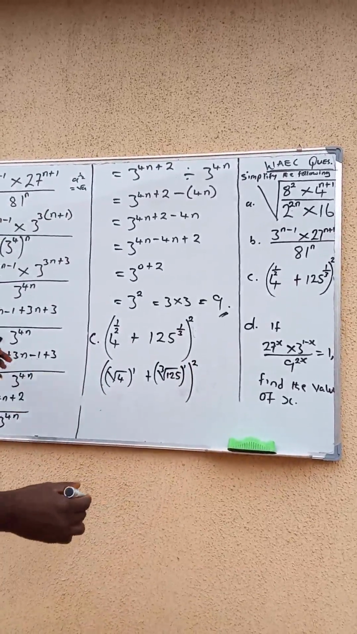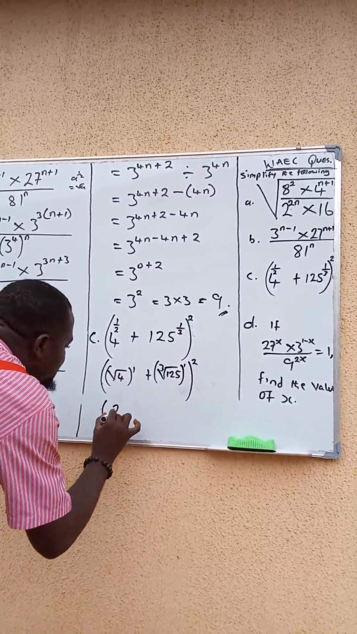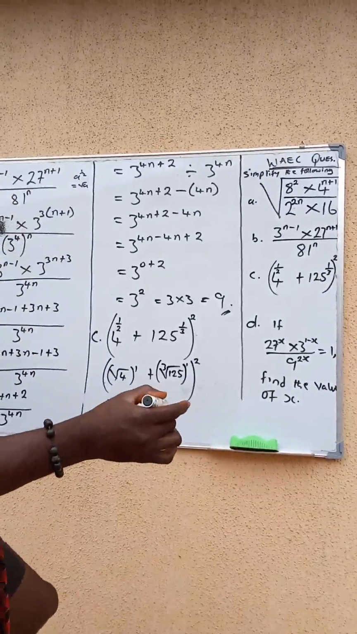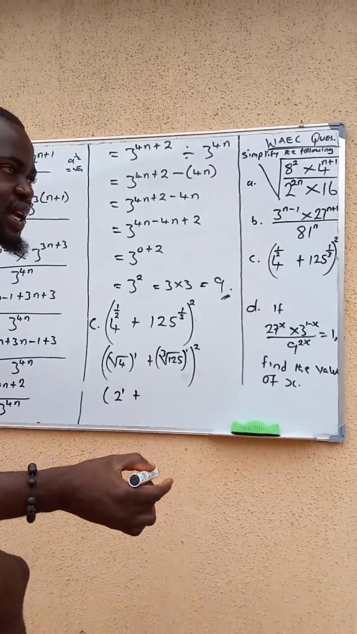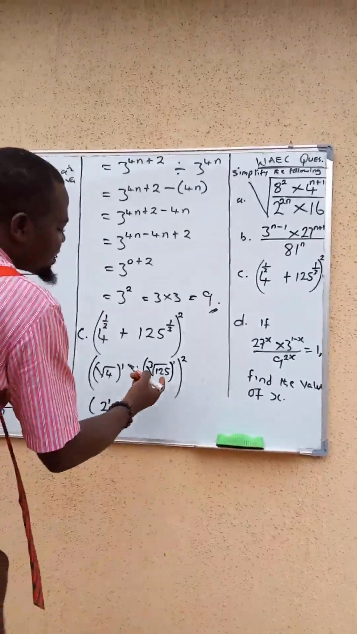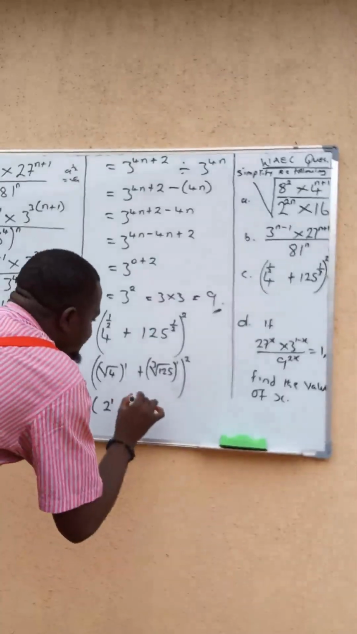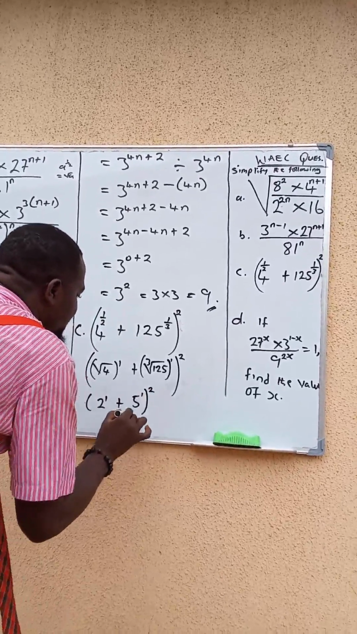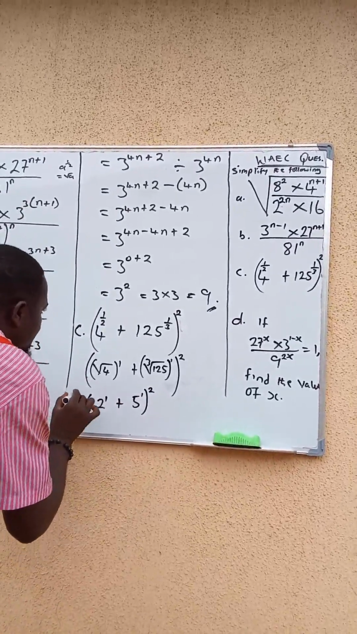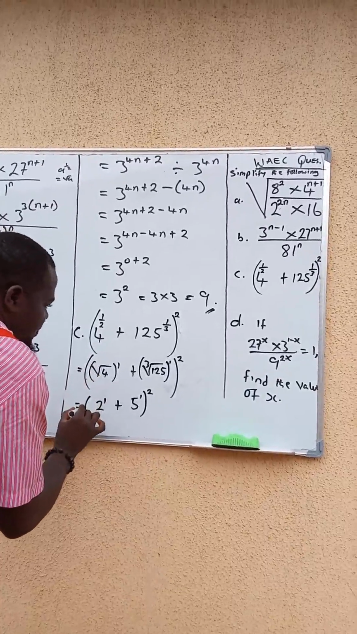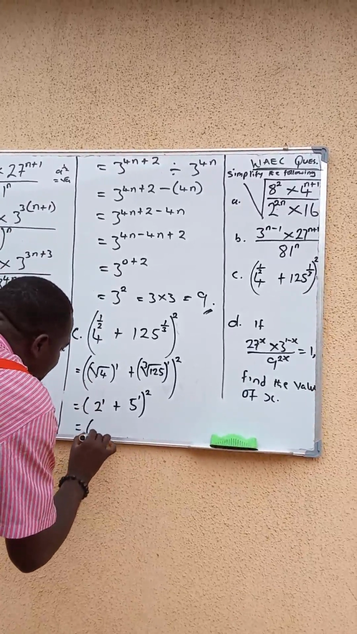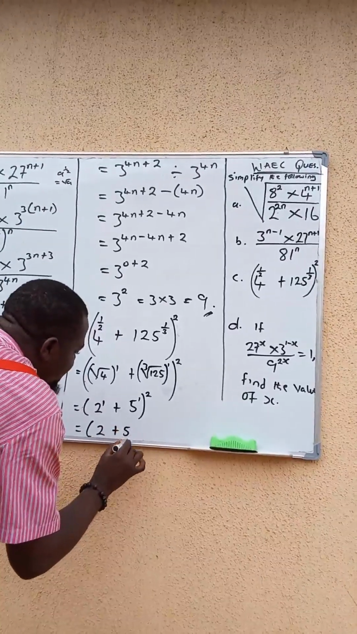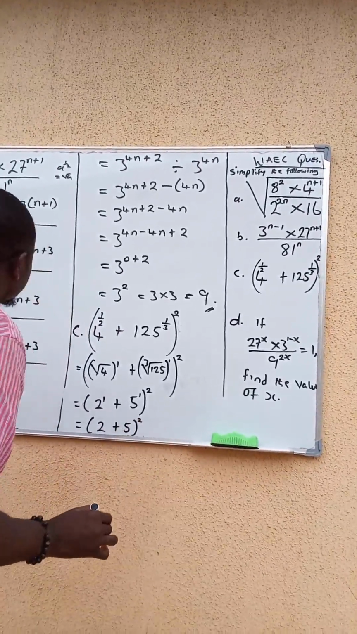Now square root of 4 is 2, so this is 2 raised to the power of 1. Cube root of 125 is the three numbers that if you multiply together give you 125, which is 5. This one is very simple, all raised to the power of 2. 2 raised to the power of 1 is 2. Anything raised to the power of 1 is the same thing. 5 raised to the power of 1 is 5. All raised to the power of 2.